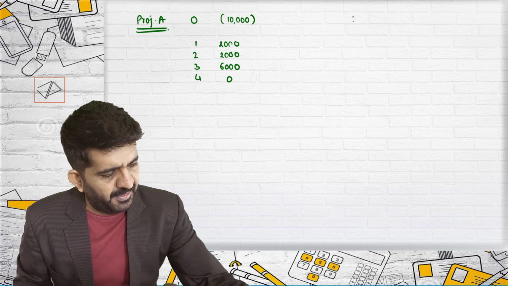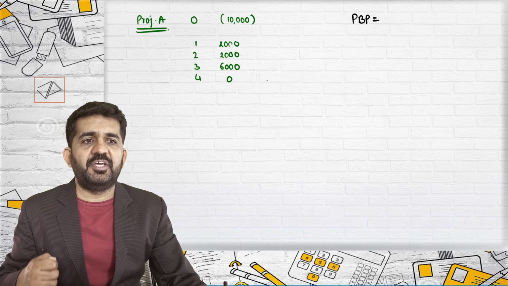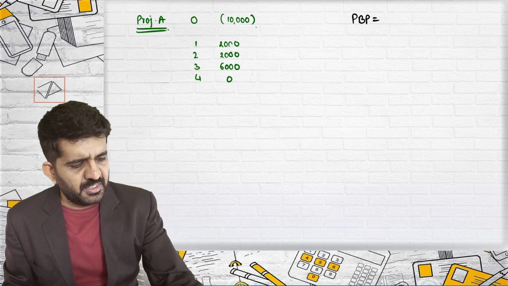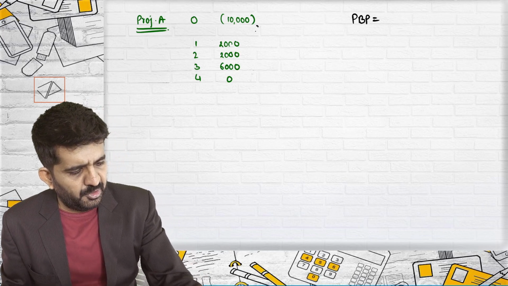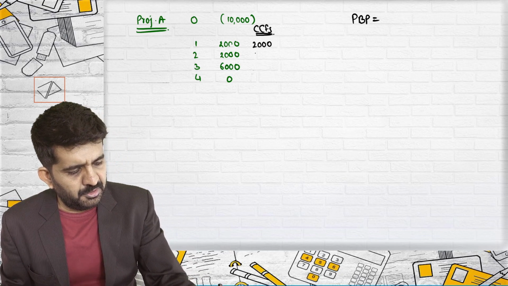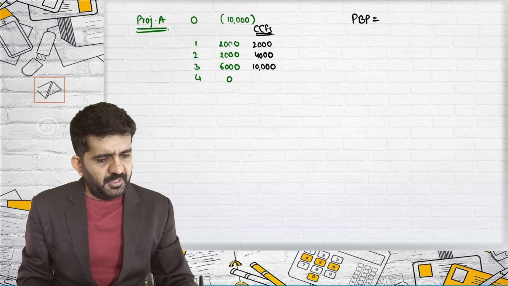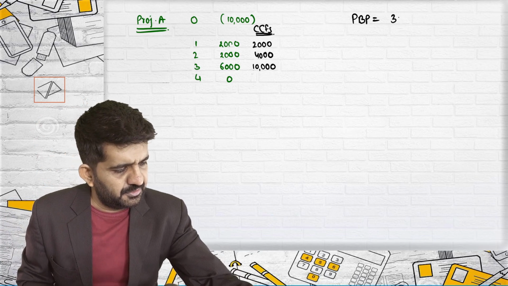First, I am finding out payback. I want to recover how much? 10,000 rupees. I am finding out cumulative cash flows. This is 2,000. This is 4,000. 4 plus 6 is 10,000. Was not required, but still it is 3 years.